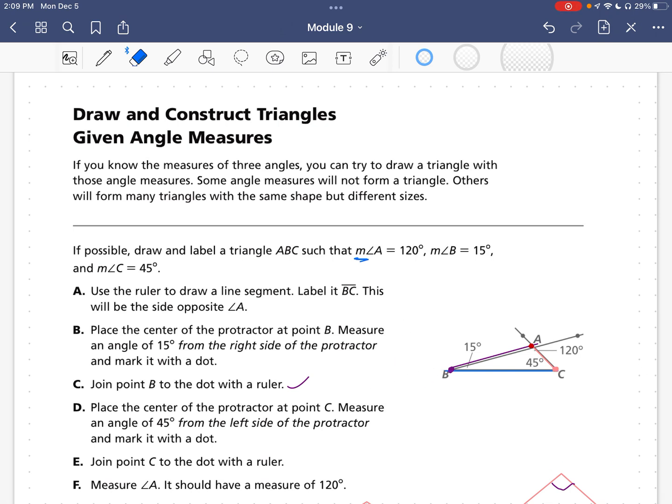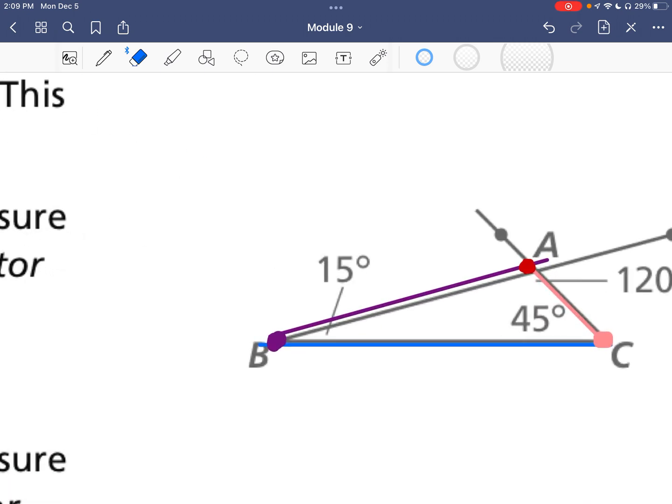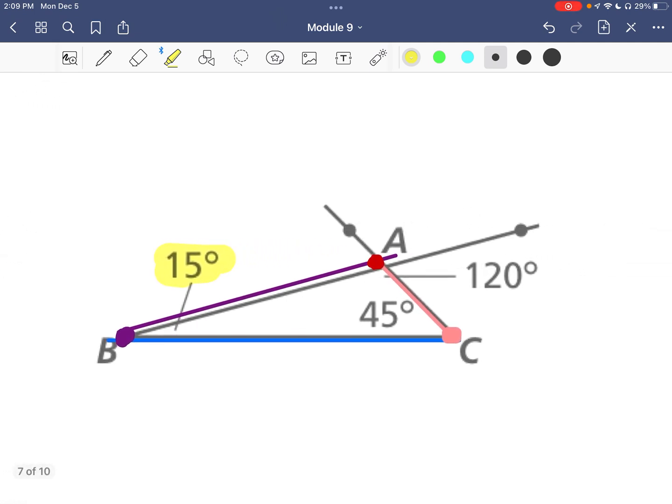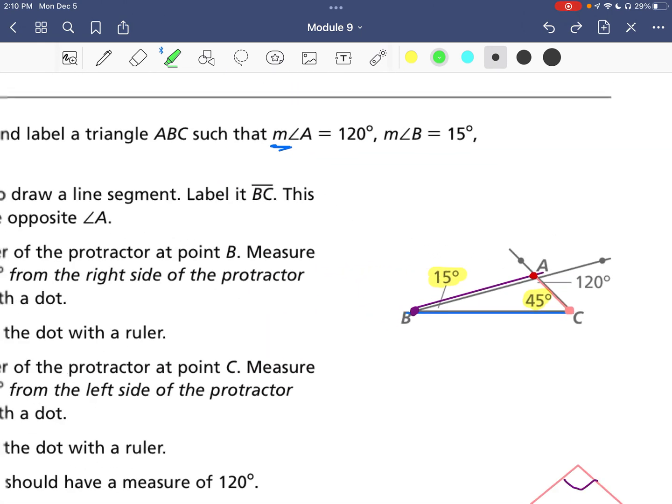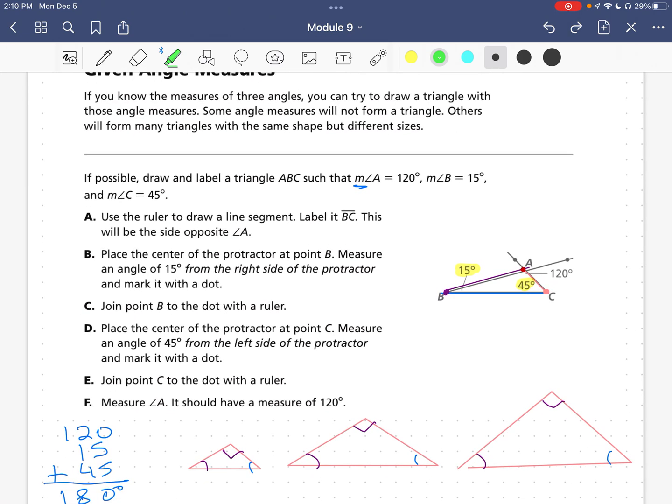So start with your baseline, which is what's in the blue. Do one of your angles, which we started with our 15 here. Get your line. And then you move your protractor over to C, and we're going to measure 45. And make those big lines here where they intersect. That's where you're going to make your triangle, which is where my red dot is. Okay, and that is your triangle.